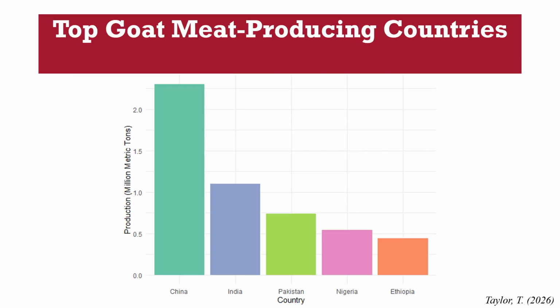So this is a graph showing the top goat meat producing countries. You see China, followed by India, Pakistan, Nigeria, Ethiopia, with more consumption reported in Asia, Africa, and the Caribbean.